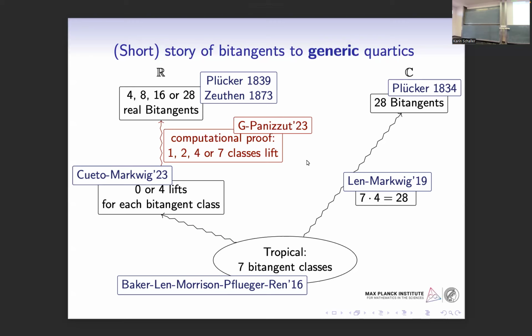Okay, so all said and done. Not quite. There is one word here in the title of the slide, and that's generic. So this is the short story of bitangents to generic quartics. And what's the new result I'm going to tell you about today is that there was one non-generic case here that we couldn't solve, and it's in my new preprint. Yeah, so I'm going to get to that later.